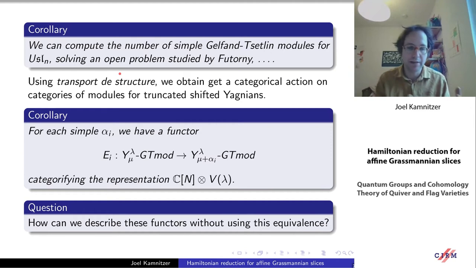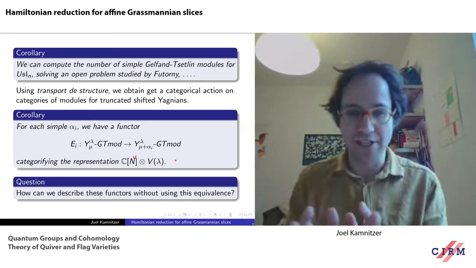So for example, we can get a statement like this. For each simple root, we have a functor, and it changes the mu, which it should, because mu is representing the weight space you're in. So it goes from Y lambda mu GT modules to Y lambda mu plus alpha I GT modules, and together it categorifies, I guess it should be a check here, this representation. So if we collect together over all mu, this is a representation not of the full G check, but just of N check.